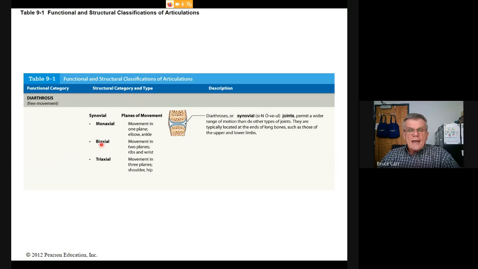Finally, there's triaxial, but not in the standard solid geometry sense. Because if you move in X and in Y, Z would basically pull the joint out of socket. So triaxially means three planes, with the third axis being a rotation and not a dislocation.